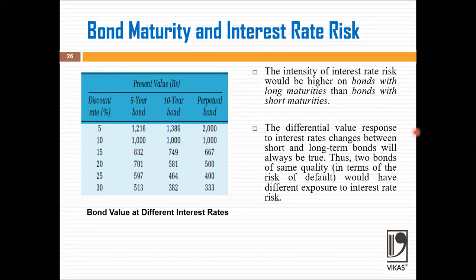The intensity of interest rate risk would be higher on bonds with long maturities than bonds with short maturities. The differential value response to interest rate changes between short and long-term bonds will always be true. Thus, two bonds of same quality in terms of default risk, right, collapse, bankruptcy, would have different exposure to interest rate.